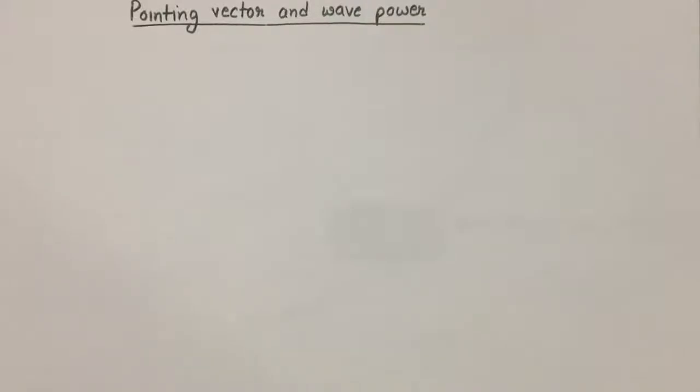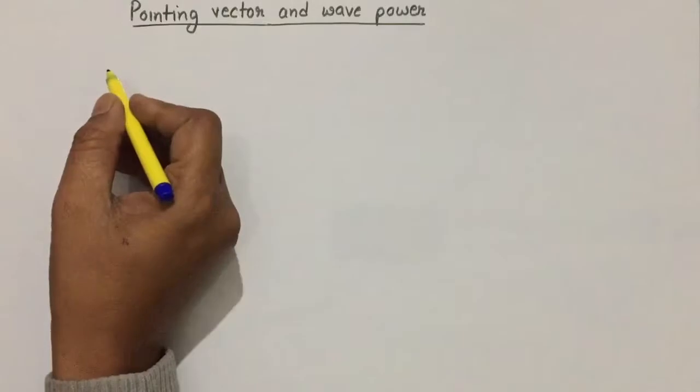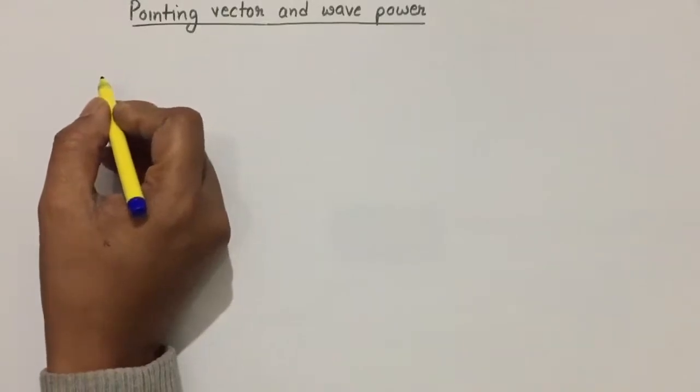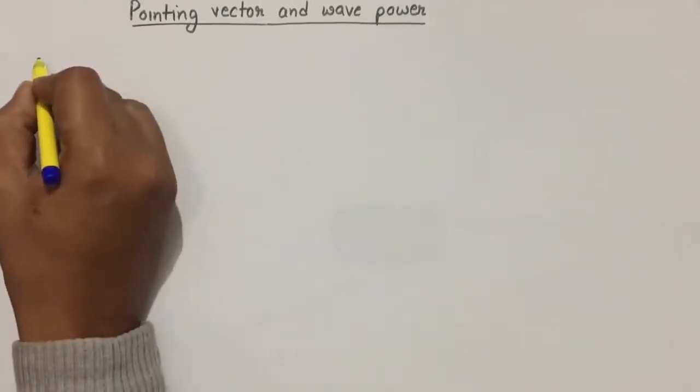Good morning, students. In the previous lecture, we discussed instantaneous power density, or we can say the instantaneous Poynting vector. Now today we will try to find the time average Poynting vector, and to find the time average Poynting vector, let us start from the instantaneous Poynting vector.